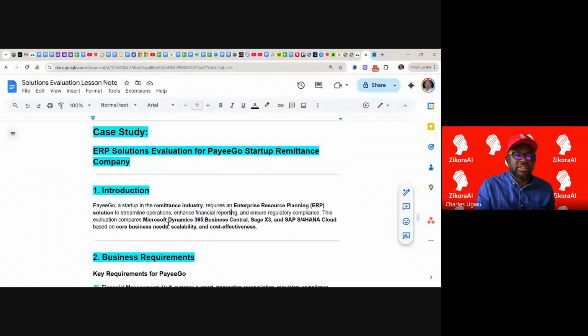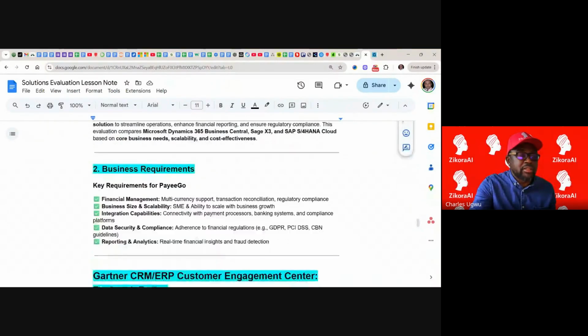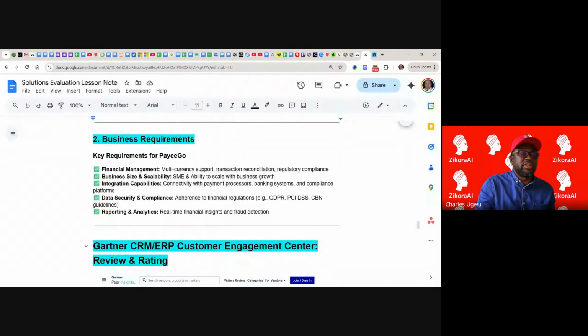And their criteria are based on business need, scalability, cost effectiveness. So let's look at what they've done. Looking at the table here, these are the business requirements they need to have at the back of their mind whatever they are doing. Financial management, multiple currency support. You must be able to support multiple currencies. Business size and scalability. They are small and medium, they need something very portable because it's just a startup. And integration capability is one of the things they are looking at.